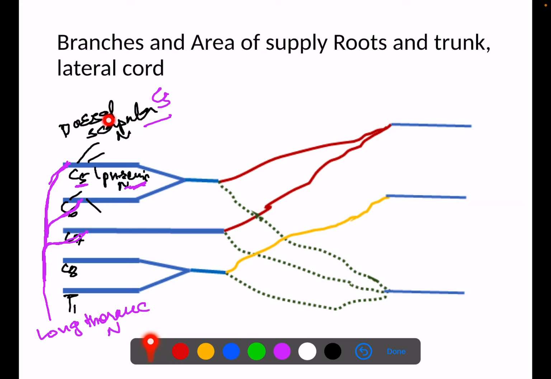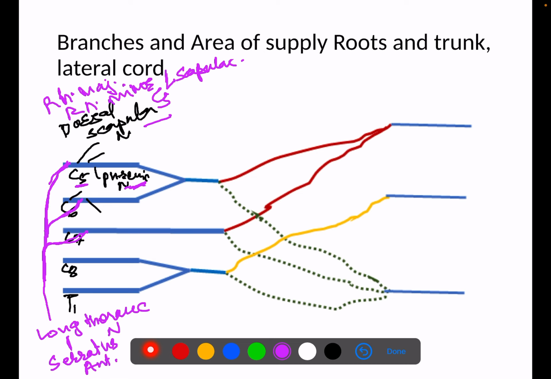This dorsal scapular nerve, now area of supply: dorsal scapular nerve, as the name indicates, goes on the dorsal aspect, and it supplies rhomboideus major, rhomboideus minor, and levator scapulae muscle. Okay, and this long thoracic nerve supplies the serratus anterior muscle. This is very important clinically. Long thoracic nerve, its applied anatomy is very important.